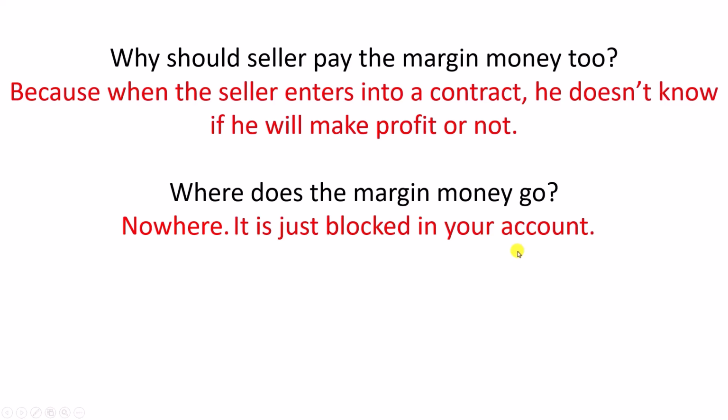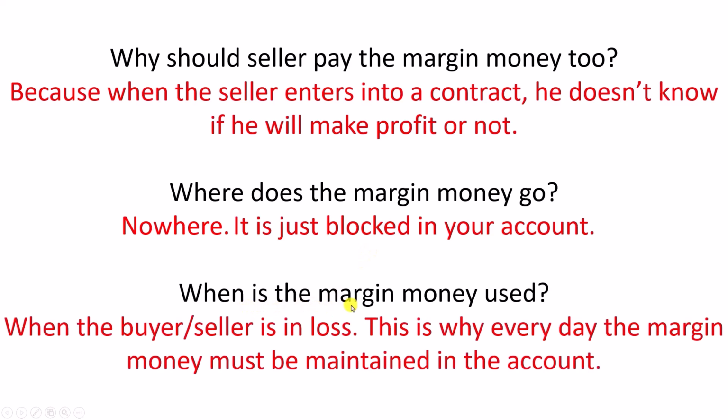So when you buy or sell a future, the money does not go anywhere. It is not paid to anyone. It is just blocked in your account. Okay? Next question. When is the margin money used? The margin money is used when the buyer or seller is in loss. Okay? I am keeping everything simple here. So when the buyer or seller is in loss, the margin money will be utilized.